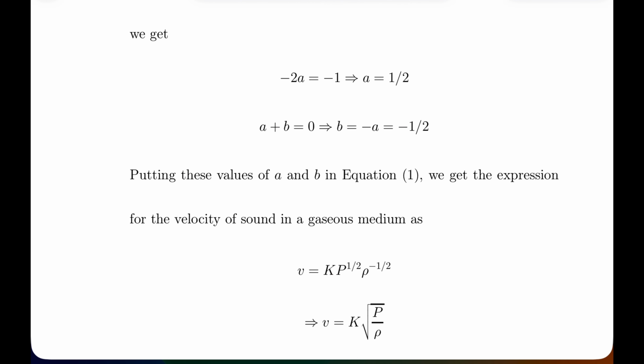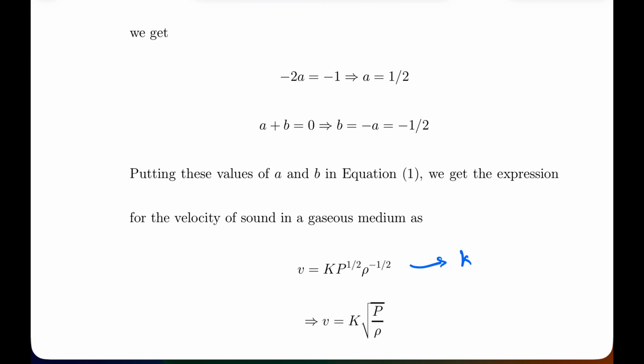V equal to K P to the power half rho to the power minus half, or this is equal to K times root over P upon rho. Power half means root over, and power minus half means 1 upon root over. So V equal to K times root over P upon rho here. So this is nothing but K times P upon rho, the whole to the power half. So this is the result.